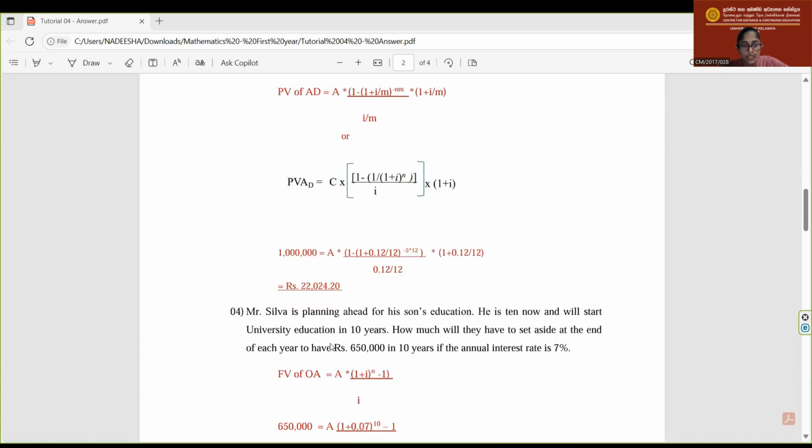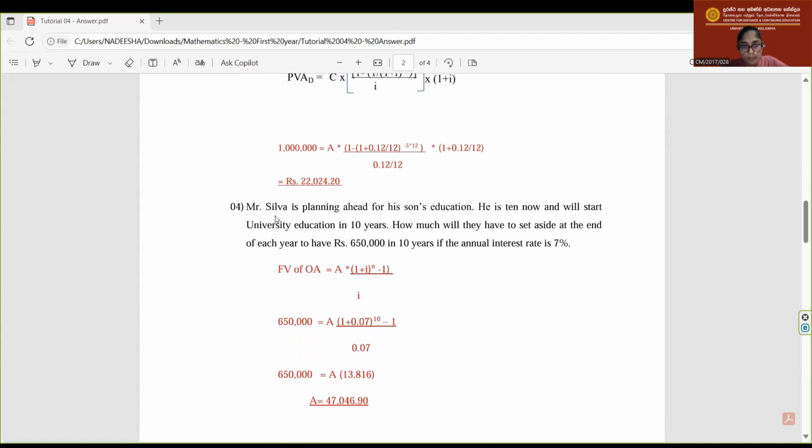of each month. Okay, let's focus on the fourth question. Mr. Silva is planning ahead for his son's education. He's 10 now and will start university education in 10 years. How much will they have to set aside at the end of each year to have rupees 650,000 in 10 years if the annual interest rate is 7%?